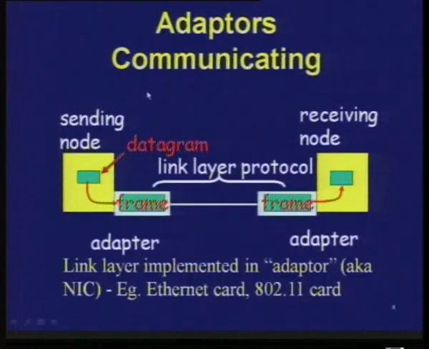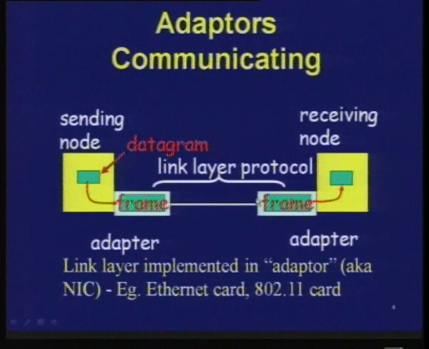If you look at the logical link control and where physically it gets implemented, the link layer gets implemented in the adapter, also called the NIC or the network interface card. For example, the Ethernet card or the 802.11 card. If you look at what is actually happening, you have the sending node on one side and the receiving node on the other side. The sending node takes a datagram from a higher layer, encapsulates it into a frame and sends it over to the other side. Now, you have the link layer protocol which handles the transfer of the frame from this side to the other side. The receiving node now takes this frame, decapsulates it and passes it on to the higher layer. So, this is what is actually happening in a network, and this job of the link layer and the physical layer is typically handled by the adapters or the network interface cards.